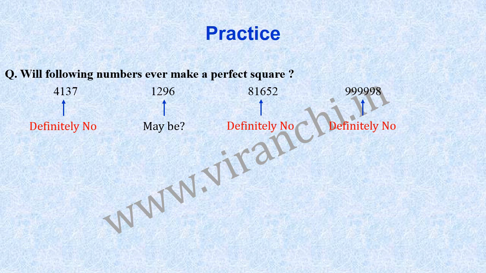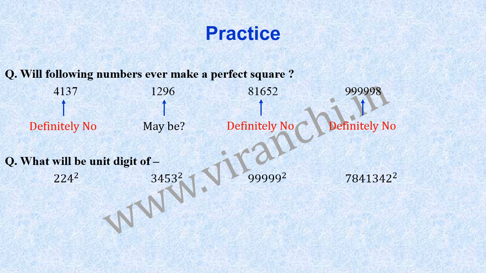Let us take another question. What will be the unit digit of 224 square, 3453 whole square, and we have 2 other large numbers whose squares are given. Notice that in this question we are not being asked to calculate the square. Indeed, we just need to calculate the unit digit in the square. Calculating the square will be tedious and time consuming. In order to predict the unit digit, we shall use the trick that we learned a while ago.